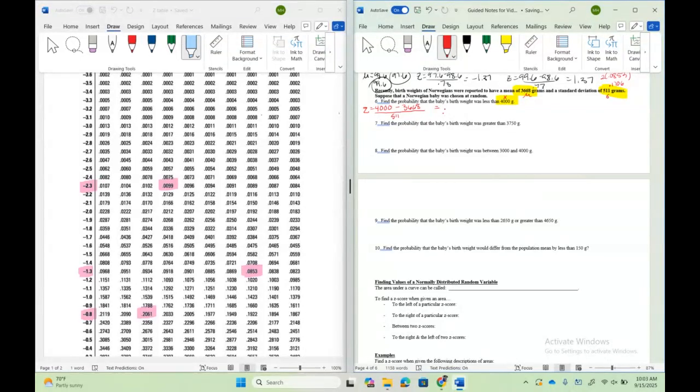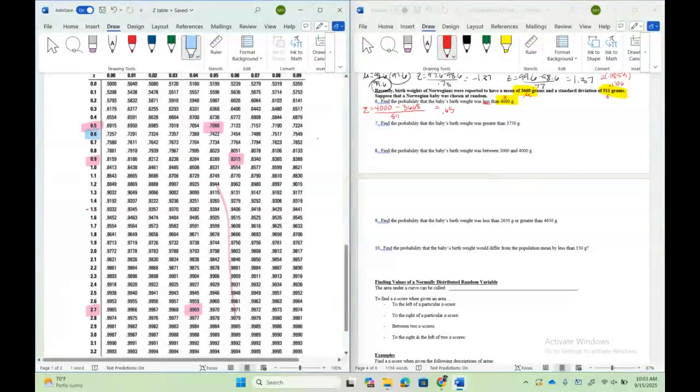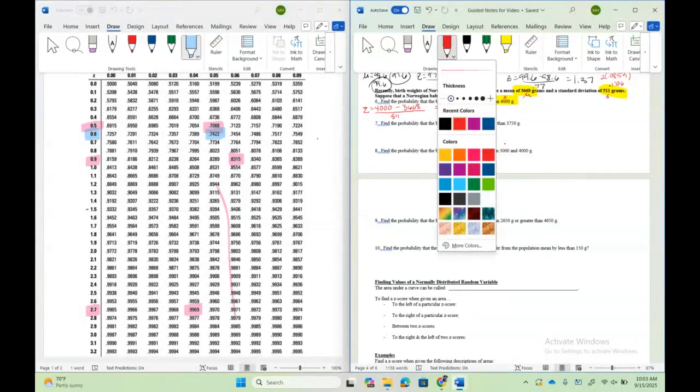All right, so I get 0.65. I need to find the area to the left since it's talking about less than. So I'm going to find 0.65. And there's my answer. So 0.7422.